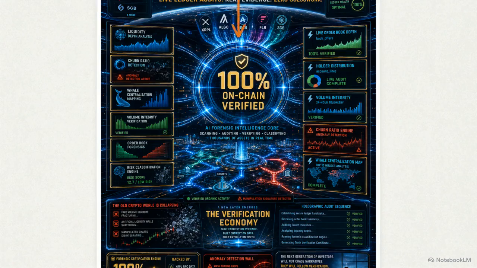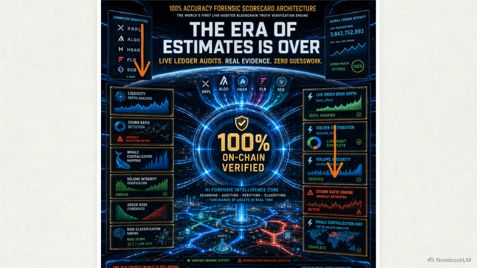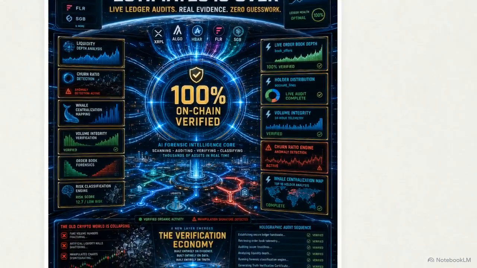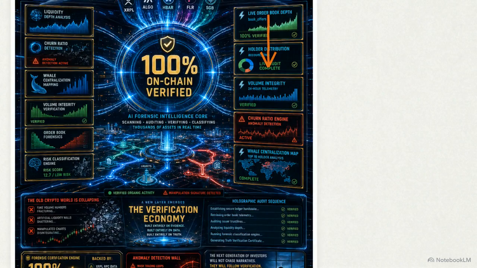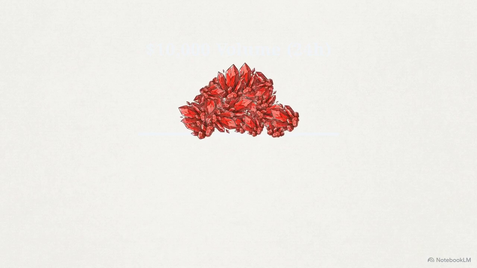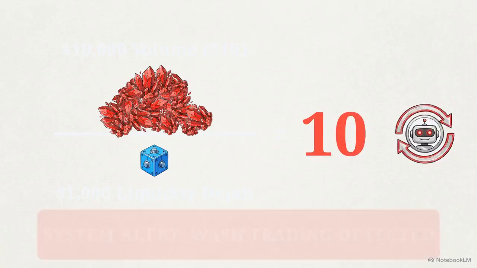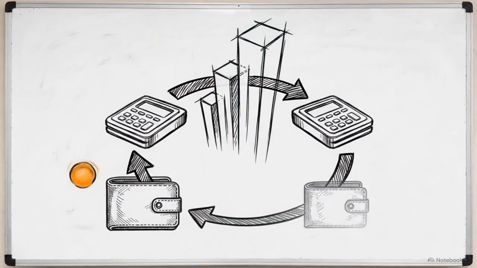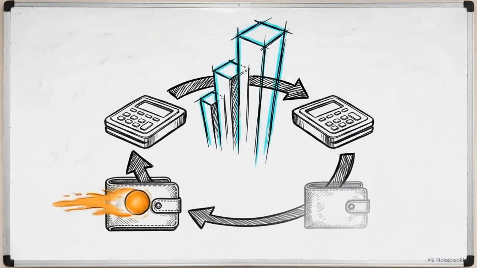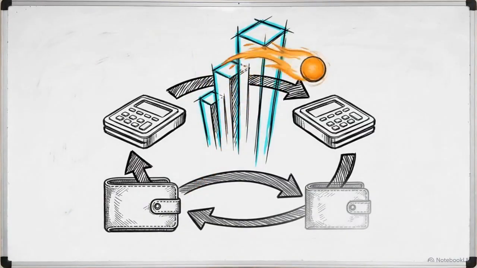Now navigate to the manipulation radar. Next to the central dial, locate the churn ratio engine and the liquidity depth analysis panels. The churn ratio uses a specific mathematical formula. It takes the 24-hour trade volume and divides it by the total liquidity depth available for that asset. For example, if an asset shows $10,000 in daily volume but only has $1,000 in actual liquidity, it produces a churn ratio of 10. This high ratio indicates that traders are passing the same assets back and forth in a circular path, a technique known as painting the tape to manufacture the appearance of demand.